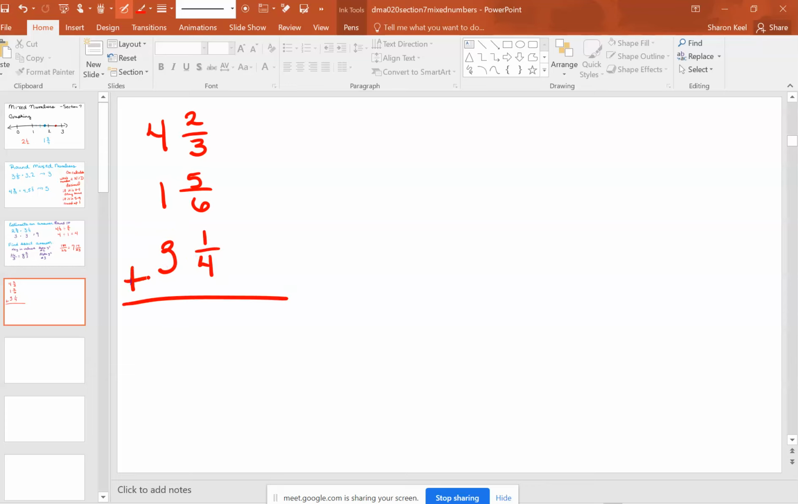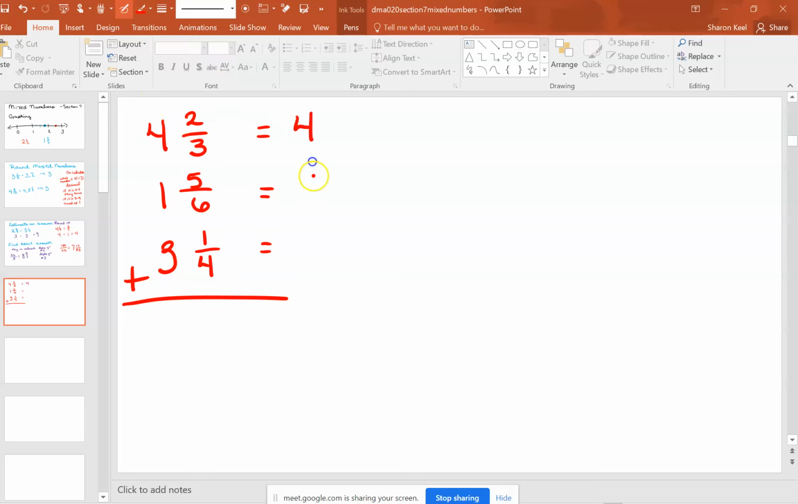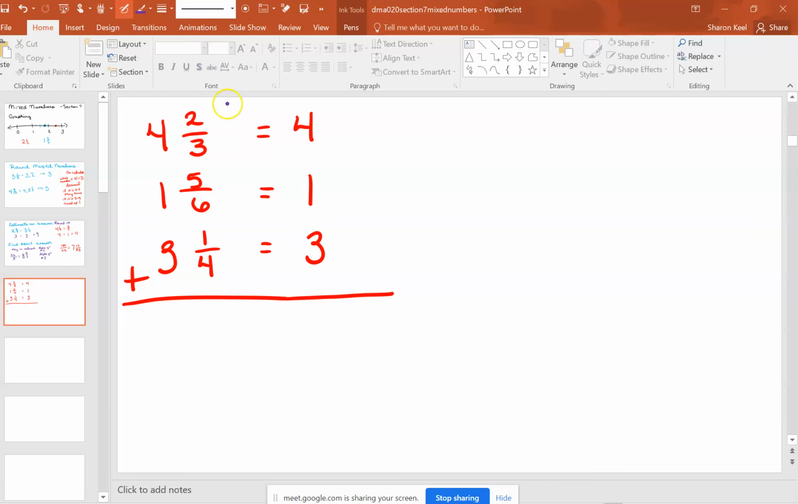So if we have an addition problem with these 3, we need to find a common denominator for all 3 of these. And once we find the common denominator, we're going to make equivalent fractions and we can add. Okay? So I'm going to do the whole numbers just as they are, the 4, the 1, and the 3. We're going to use our calculator and we're going to review those steps from the other day.